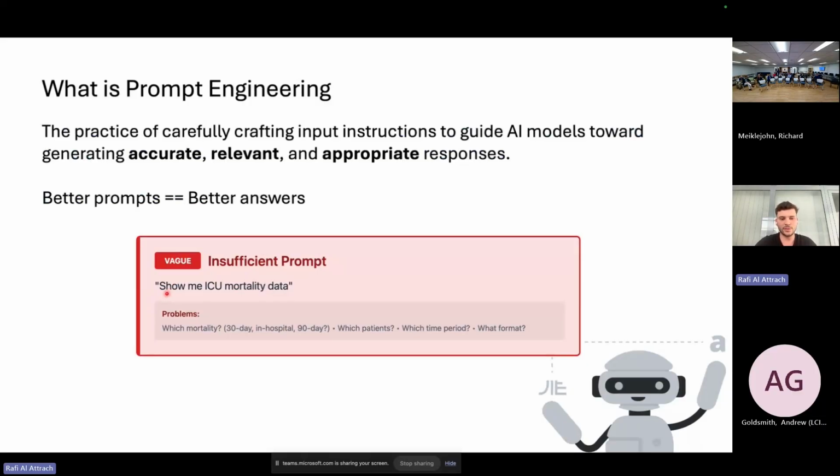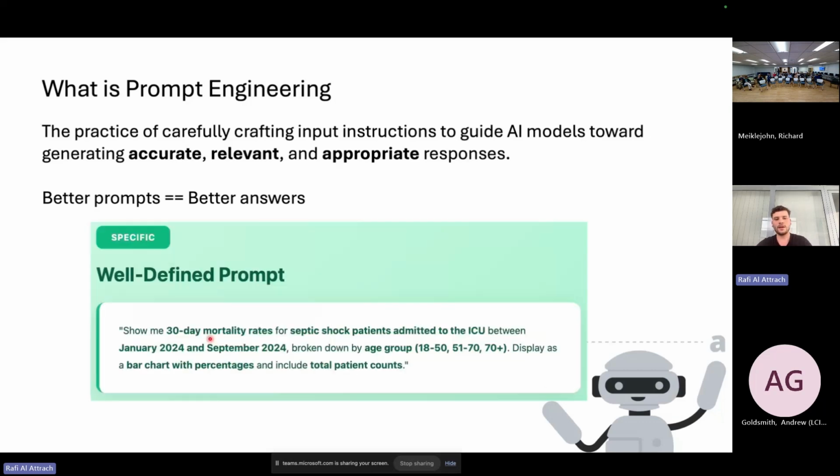And so especially if you're using the MCP, which we'll get into, of course, if you just tell it, show me ICU mortality data, then this is quite vague, right? You're hoping that the model will interpret what you mean, or might have to read between the lines. So it's much better to structure your prompt as accurately as you can and as relevant to your use case as possible. So this would be a much better prompt if you would say, you want a 30-day mortality rate for septic shock patients, and you specify the time and also maybe the age group.